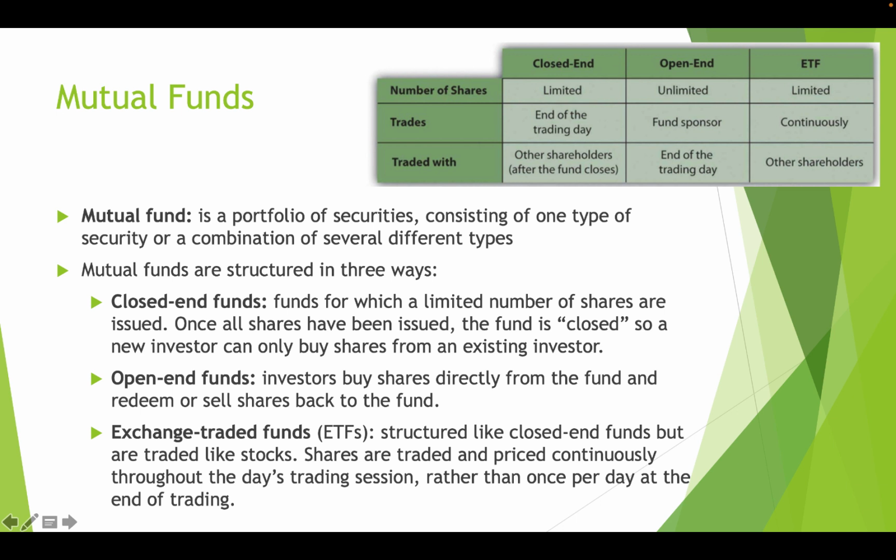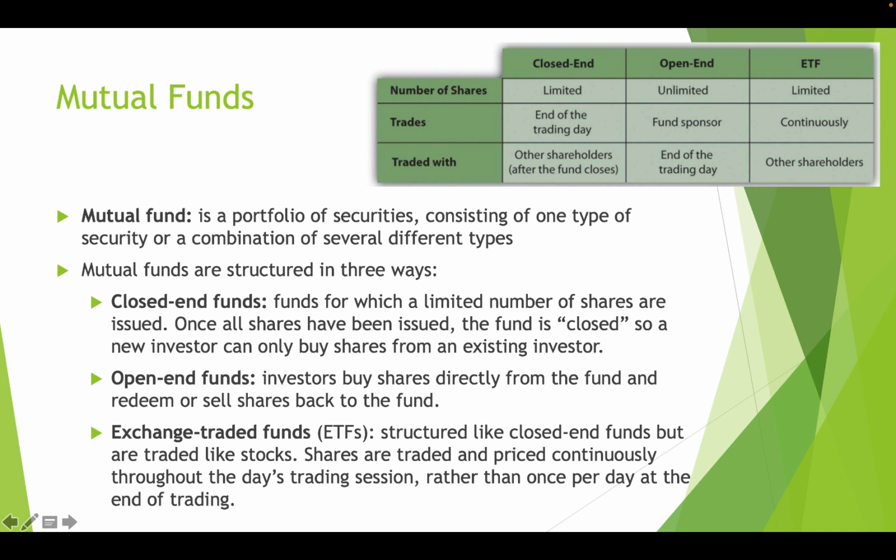A mutual fund serves as a convenient way for an investor to have a diversified portfolio of investments in just about any investable asset. It's a portfolio of securities consisting of one type of security or a combination of several different types. A mutual fund also provides stock and bond issuers with a mass market. Rather than selling shares to investors individually, issuers can more easily find a market for their shares in mutual funds.